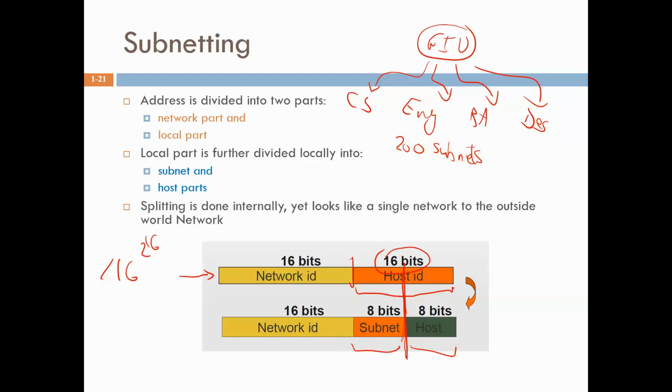Okay, that means that if this part here is 8 bits, that means 1, 2, 3, 4, 1, 2, 3, 4. This is subnet 1, 2, 3, 4, 1, 2, 3, 4. This is subnet 2. This is subnet 3, and so on. In this subnet, I can have the host 0, 0, 0, 0, 0, 0, 0, 1.